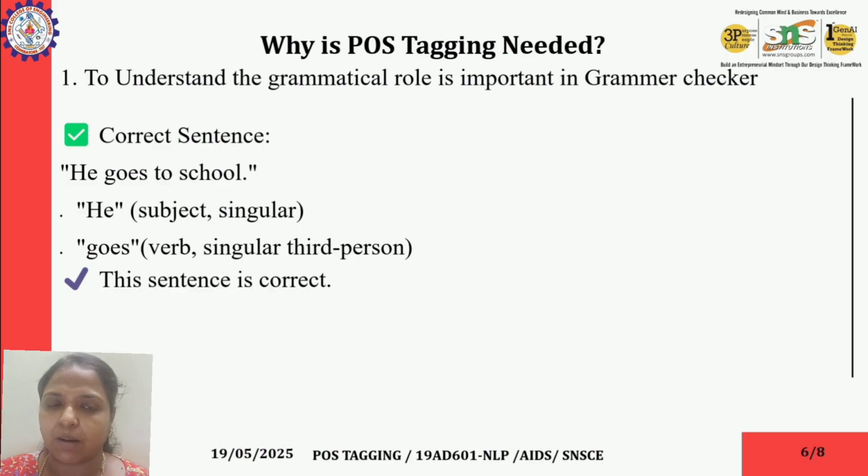So what will come there? He goes to school, because he is a singular subject, so you have to put the singular verb. Goes is the singular third person verb. When you write the sentence he goes to school, the grammar checker will say it is grammatically correct. This way, POS tagging is used in the grammar checker.